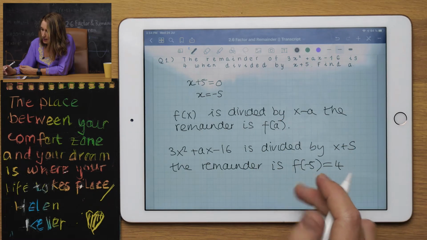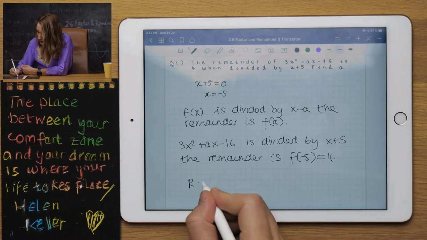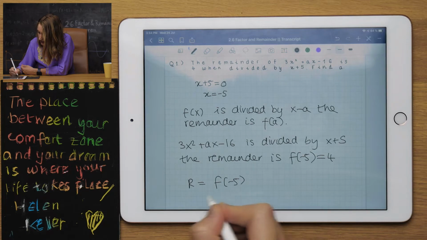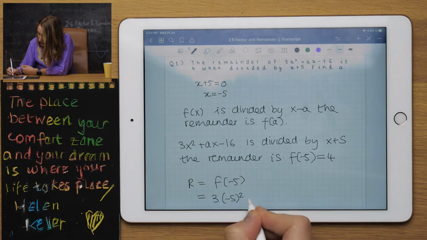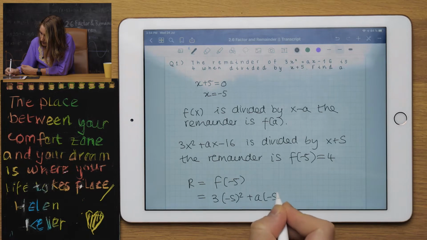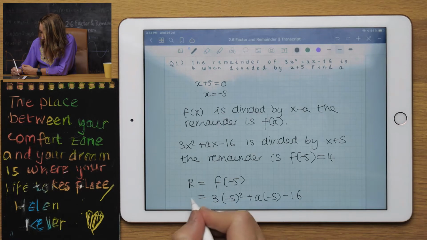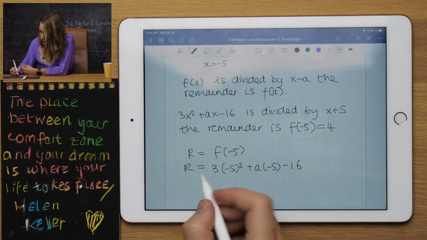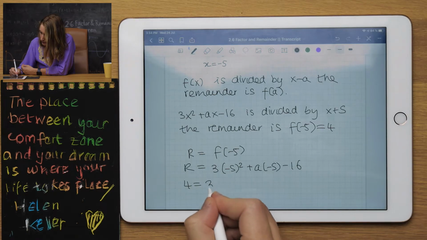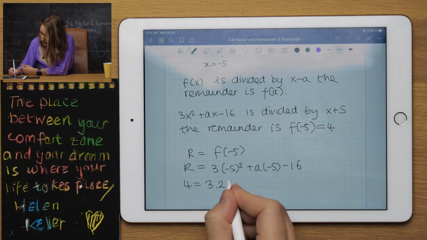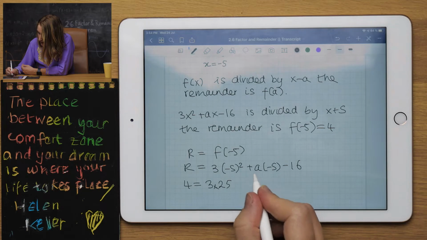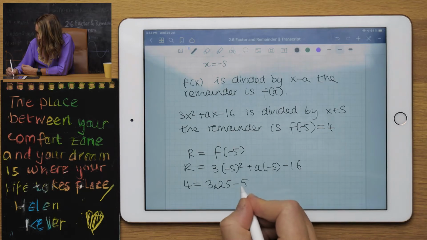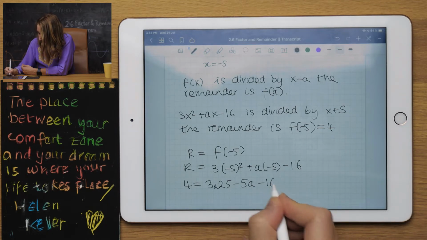So now we can set up an equation. We know that the remainder is f of minus 5. F of minus 5 is 3 times minus 5 squared plus a times minus 5 minus 16. That's the remainder, which we happen to know is 4. We can put that in. So minus 5 squared is 25. 3 times 25. Minus 5 times a, minus 5a, minus 16.